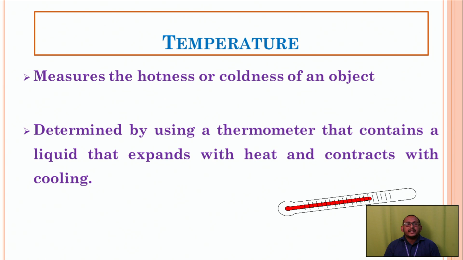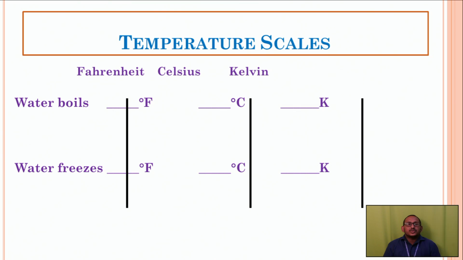It also contracts when the temperature is decreasing. The contraction happens inside the thermometer, so the scale reduces. The mercury filled inside the thermometer contracts, and the scale shows the temperature at present.